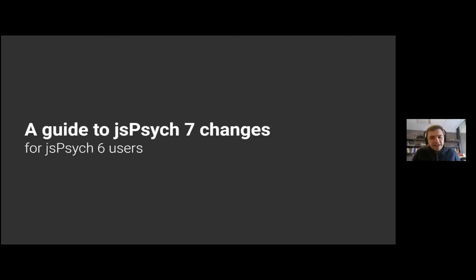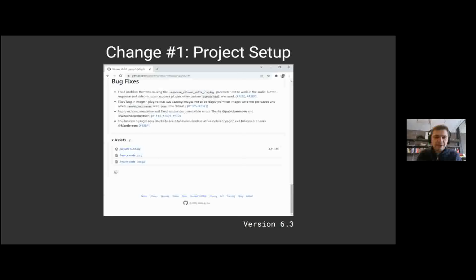Okay, so here is my short guide to JSPsych 7 changes if you're already familiar with JSPsych. And if you're not familiar with JSPsych and you're listening to this, I hope that this is still a useful overview of what the project looks like. And I think the stuff at the end where I talk about some of the new features may still be relevant. Okay, so the first change starts at the very beginning of setting up a new JSPsych experiment.